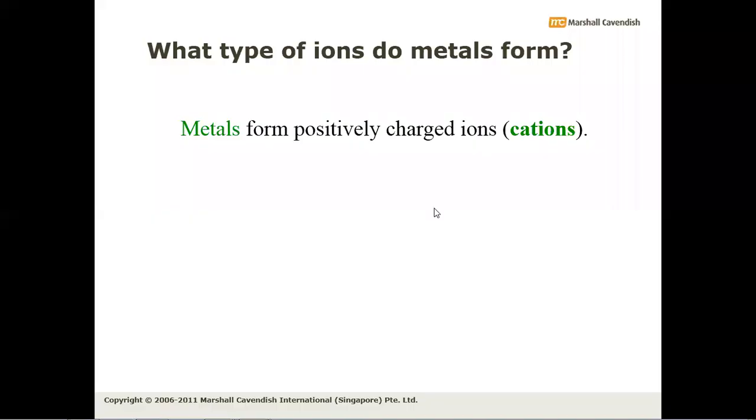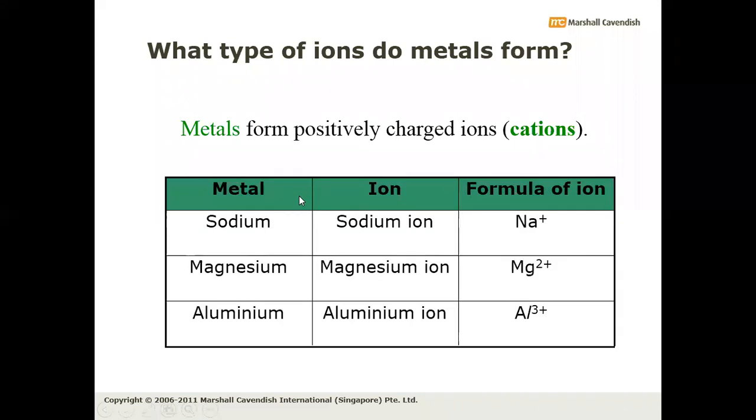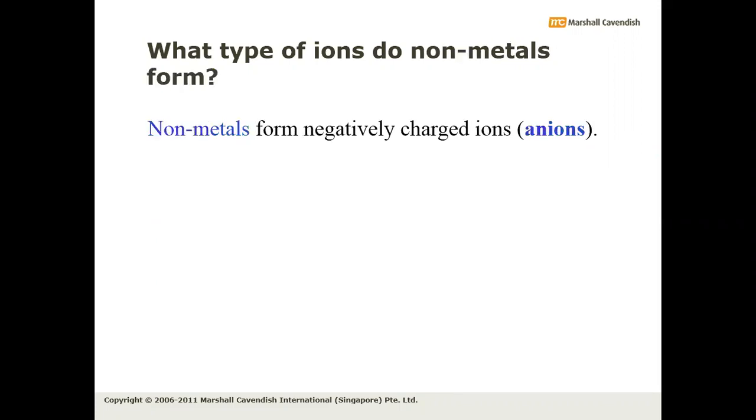So metals form cations. They lose electrons from their outermost shell, and you know that sodium forms a sodium ion which has a 1 plus charge, and magnesium ion will form a 2 plus charge. Aluminum will form a 3 plus charge because they have 1 electron, 2 electrons, and 3 electrons respectively in their outermost shells, so they can lose 1, 2, or 3 electrons.